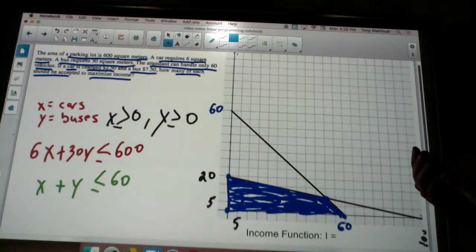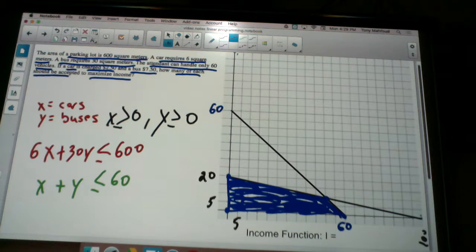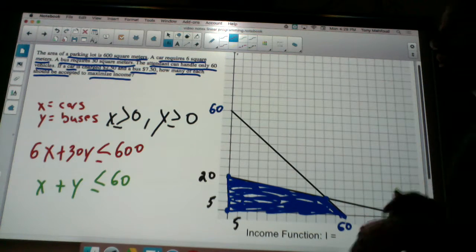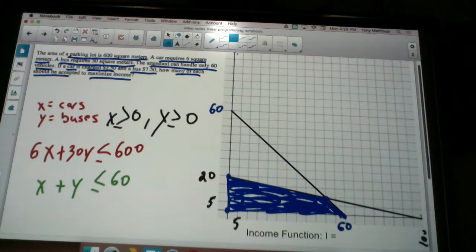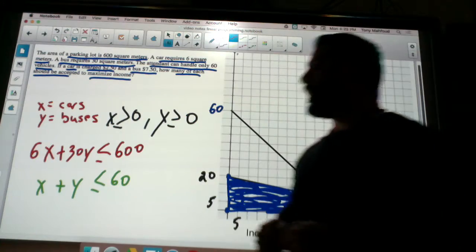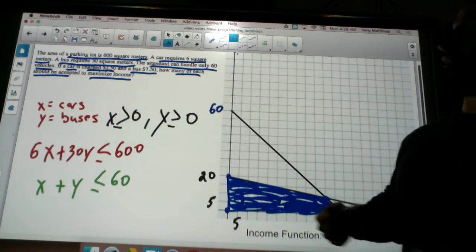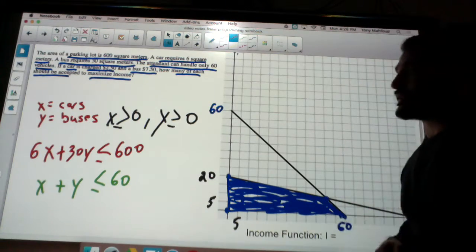So we have a problem about an area in a parking lot that fits 600 square meters. We have cars and buses that are going into the parking lot. Any car that goes in requires 6 square meters, and a bus that goes in requires 30 square meters. There's an attendant that can only handle 60 vehicles. And we're going to be looking at what we are charging the cars and buses, because in this case, we want to try to maximize our income. So what Team A did was they developed that our unknowns were how many cars and how many buses were going in. So those were our X and Y's.